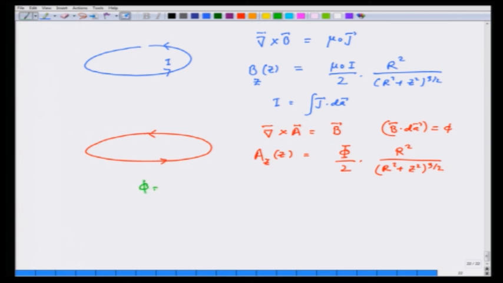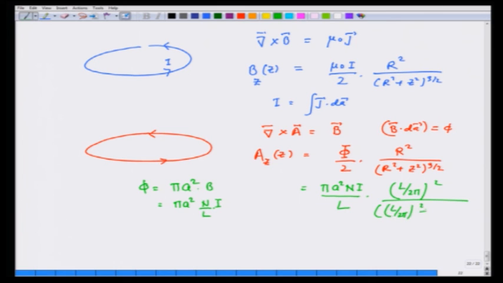So, flux is nothing but pi A square, which is the cross section of the solenoid, times the B field there. B is nothing but n over L times I. So, this becomes pi A square n I over L. R square is going to be L over 2 pi square divided by L over 2 pi square plus z square raised to 3 by 2. The rest is all algebra and you can calculate your answer.